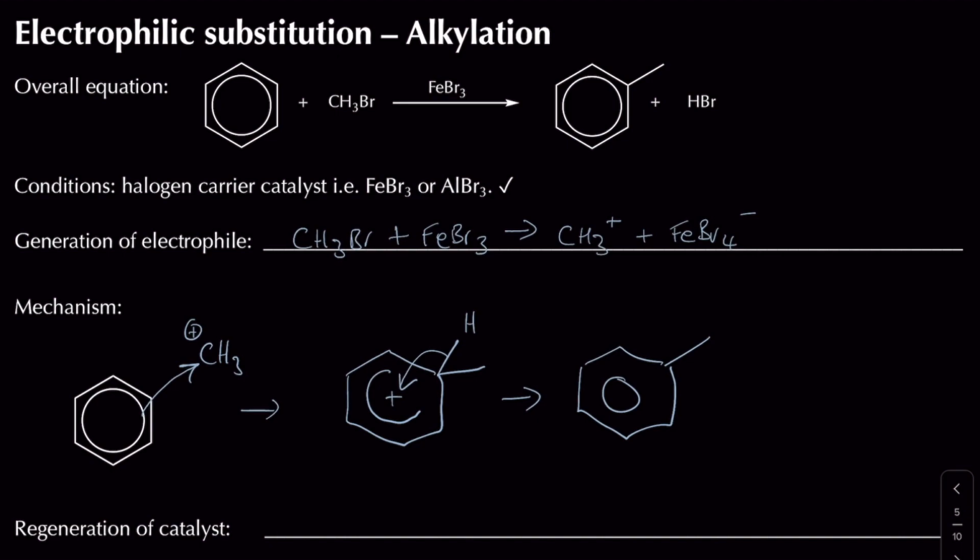Now, how does the halogen carrier catalyst regenerate? Well, don't forget, you've also got another product in there, which is going to be the H+, and that H+ that we've just lost from the benzene ring will be mopped up by any FeBr4 minus itself. We reform and regenerate our catalyst, where we end up with FeBr3, and then we also make the byproduct, which is HBr itself there as well.